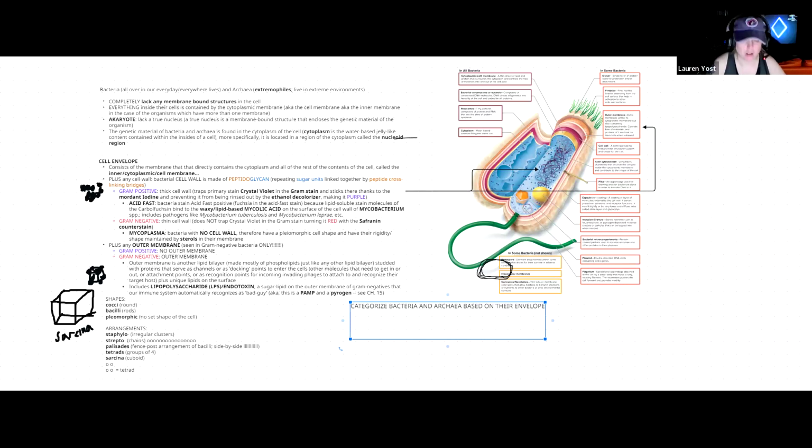So if you are gram positive, the category that you fall into is Firmicutes. These are the Firmicutes. I remember that because gram positive have the thick cell wall that makes them firm. So that's how I remember that. That's not an official thing, obviously. That's just how I remember.